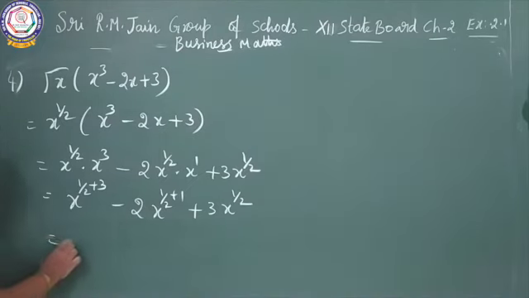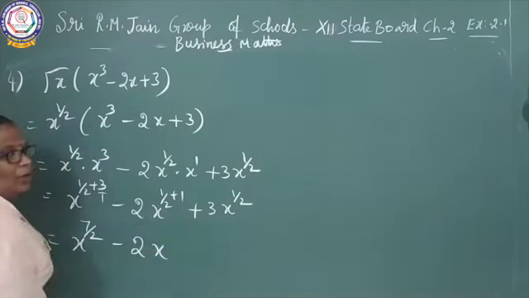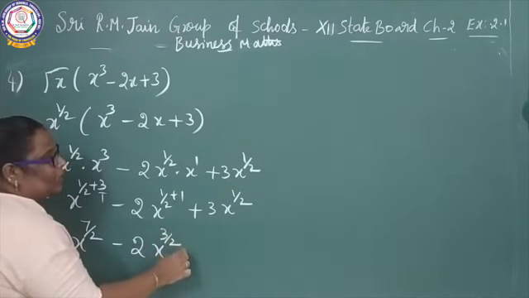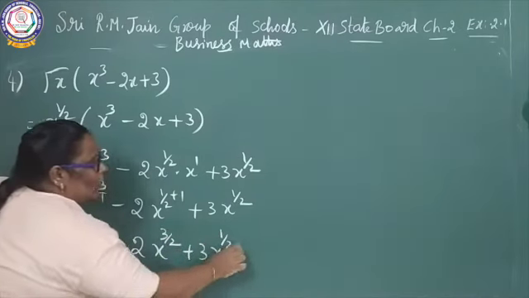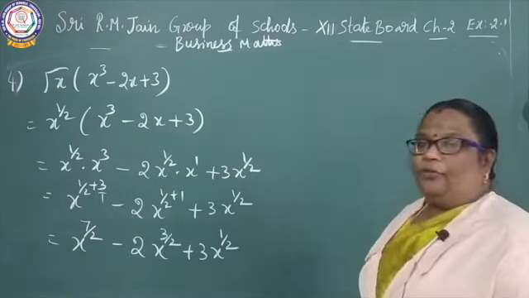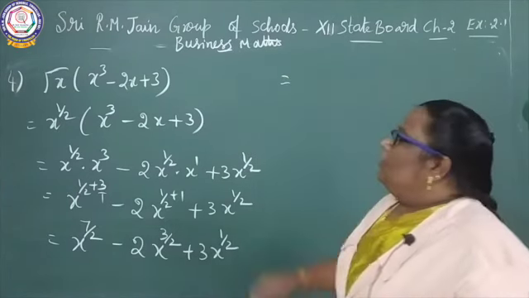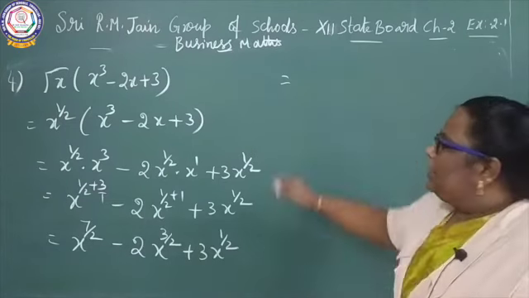See here, x to the power, 3 2s are 6. You can take 2 as the common denominator, the LCM, so it is 7 by 2, minus 2x power 3 by 2, plus 3x power 1 by 2. Now we will do the integration. If you know, you will do it straight away, or you can do it separately. For a few sums alone, I will do it separately.